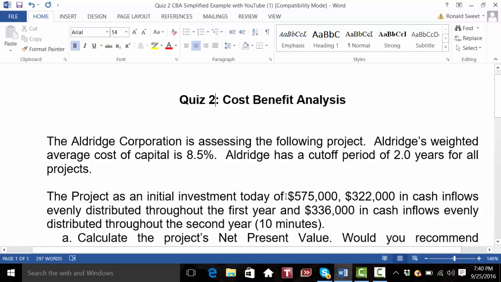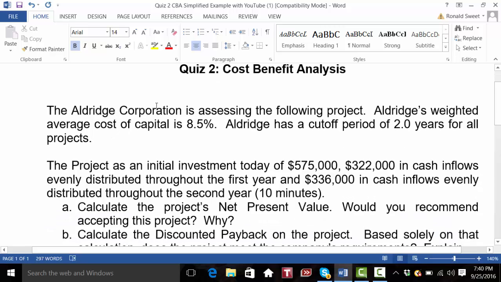In this video, I will walk through an example of Quiz 2, the Cost Benefit Analysis quiz. This is the simplified version, which will be the version you'll see on our quiz. Here's the Aldridge Corporation. They have a project. They're assessing their cost of capital is 8.5%, and their payback period cutoff is 2 years.